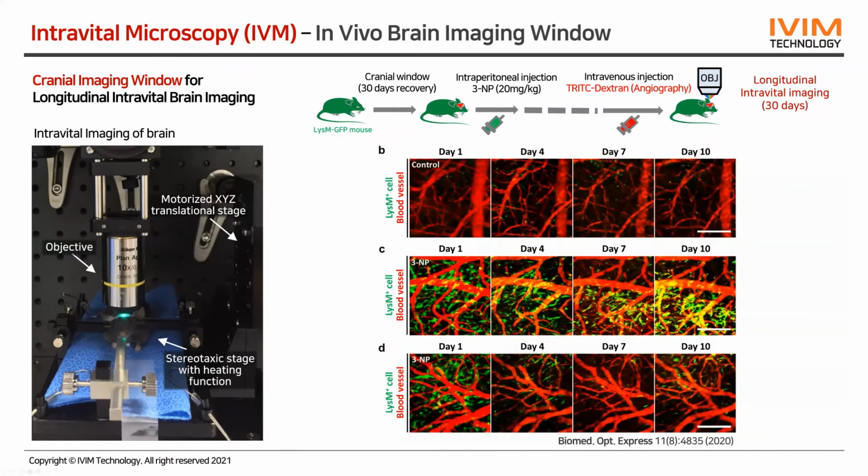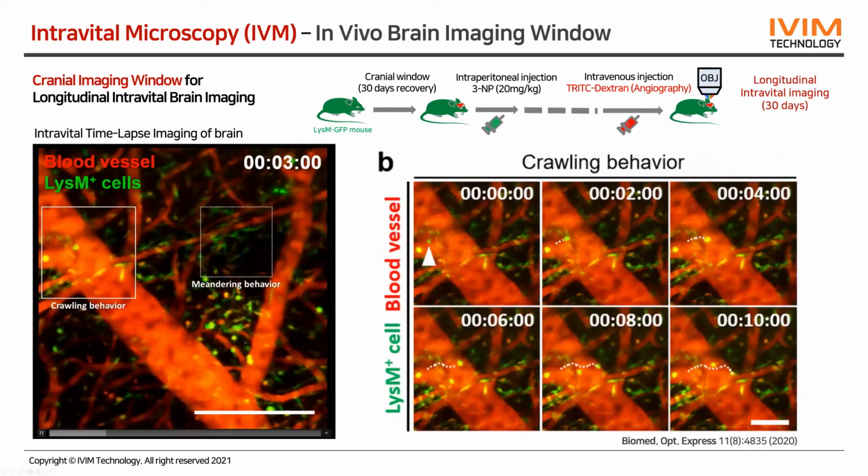As you can see, we can observe the same area with 3 days interval, and we can identify the same area just by looking at the blood vessels. Then we can see the change of the cell distribution and the cell number in certain areas of the brain. And of course we can do dynamic imaging to measure the cell movement in this area.